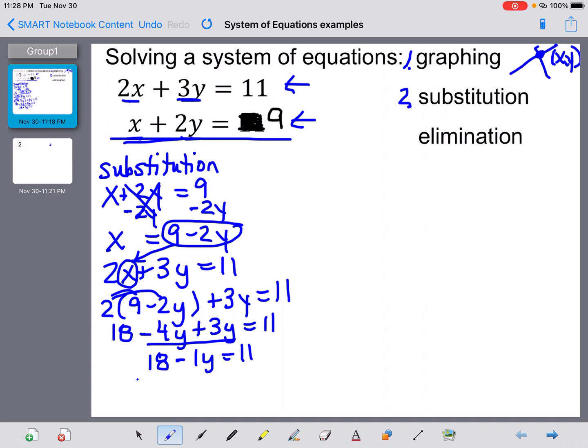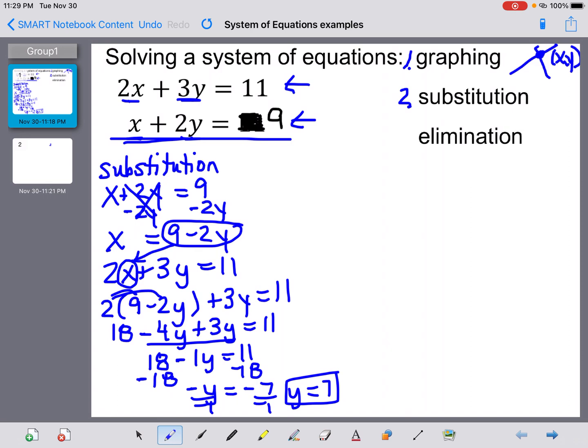I want y by itself, so now I'm going to subtract this 18 on both sides. I get negative y equals negative 7. And to get rid of my negative, I'm going to divide both sides by negative 1, and I get y equals 7. So I found one of my answers. But don't forget, with every system of equations, there are two answers, one for the x and one for the y. I have my y.